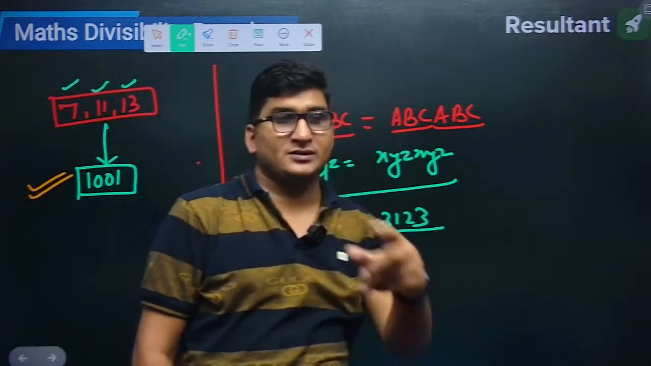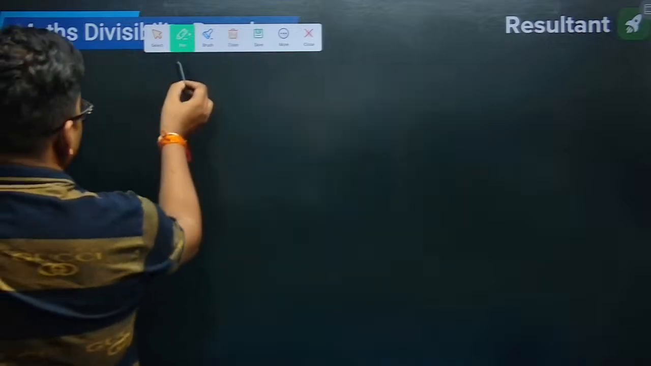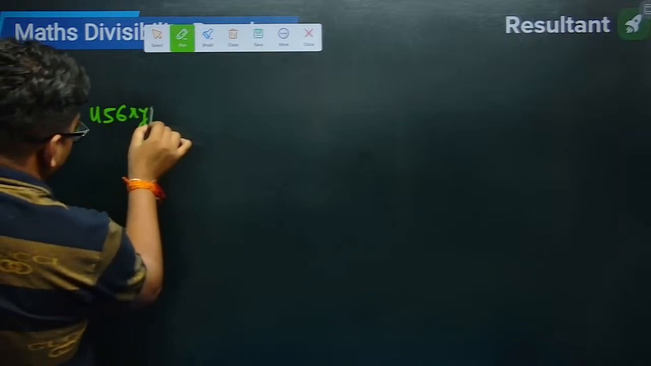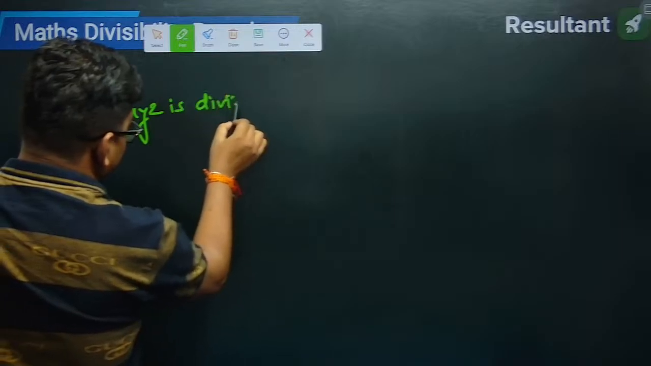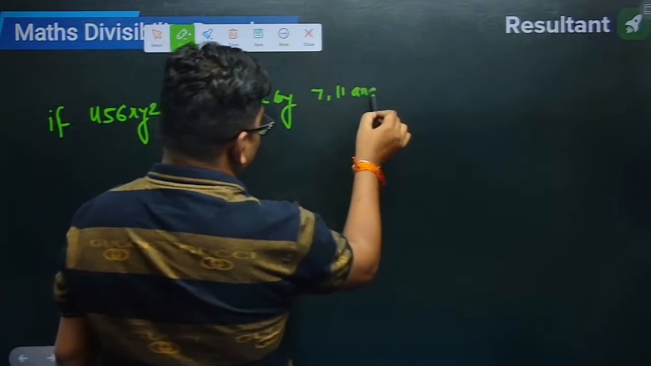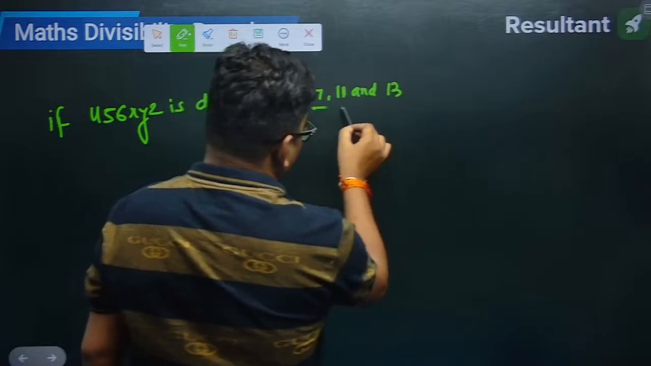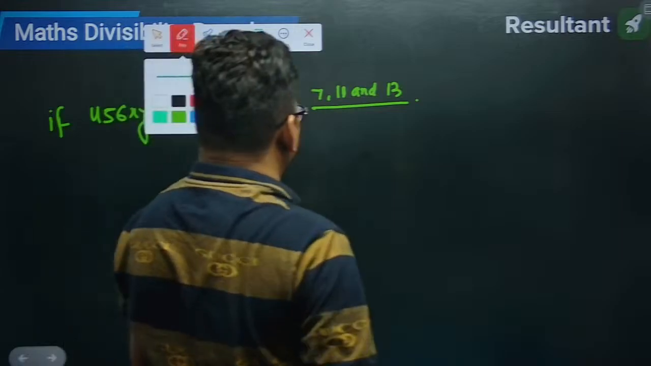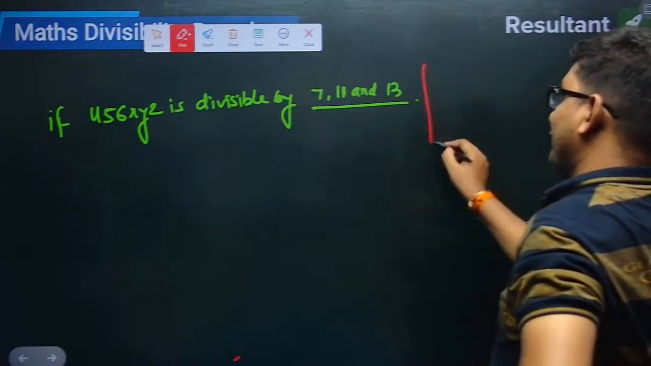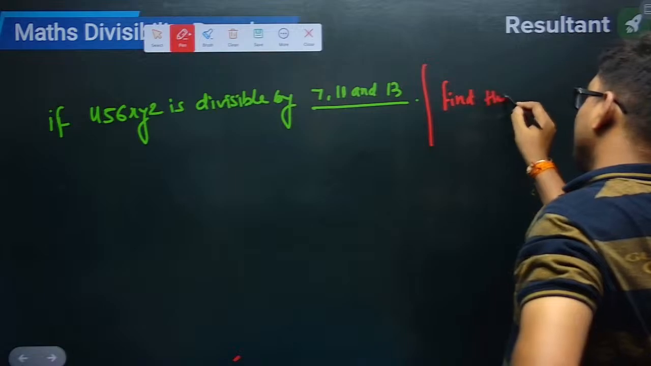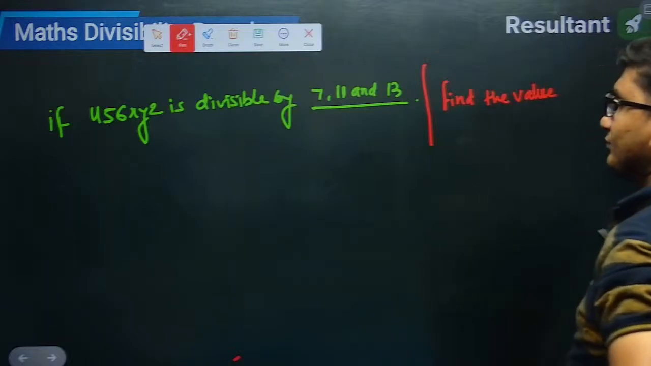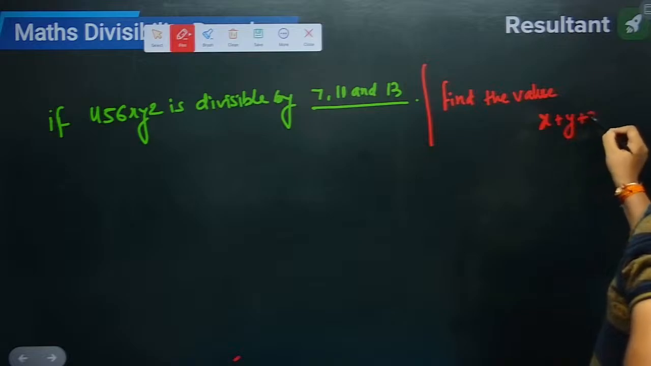In that concept, the examiner can ask a question. Then how will we see it here. If 456xyz is divisible by 7, 11 and 13, the examiner wants to know what? Find the value of x plus y plus z.